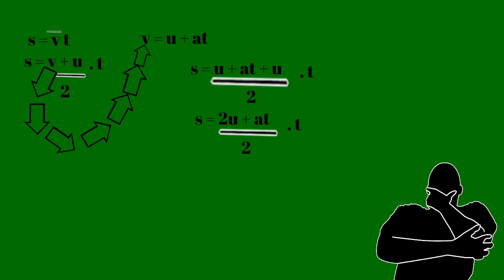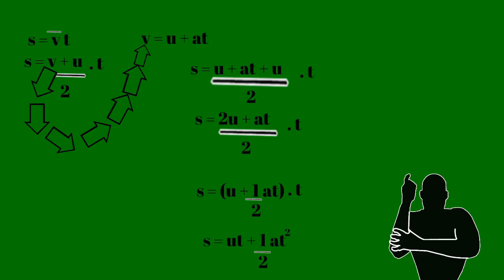Now we are going to divide the numerator by the denominator. So 2u divided by 2 is going to just give u, while at divided by 2 is going to give half at. So we are left with the equation s = (u + ½at) times t. Now we're going to expand by multiplying the terms in the bracket by the term outside of the bracket. When we do that, we're left with s = ut, which is u times t, plus ½at², which is half at times t. And now you can see we have arrived at the final equation.